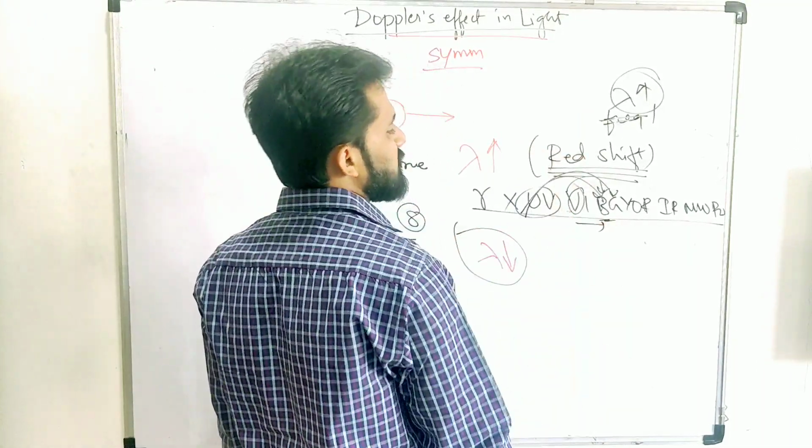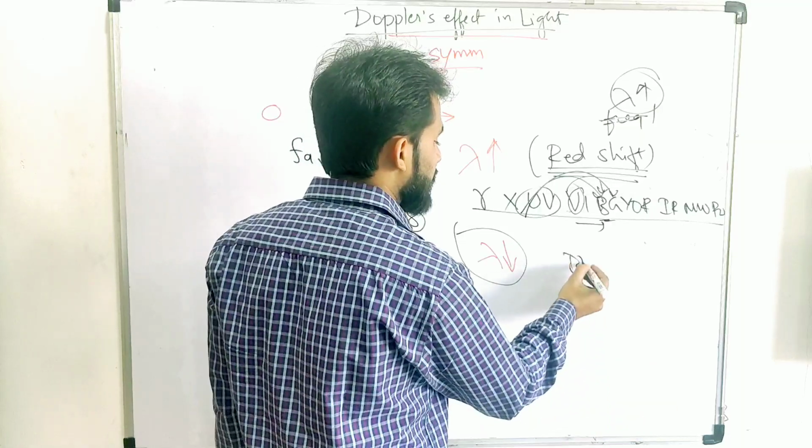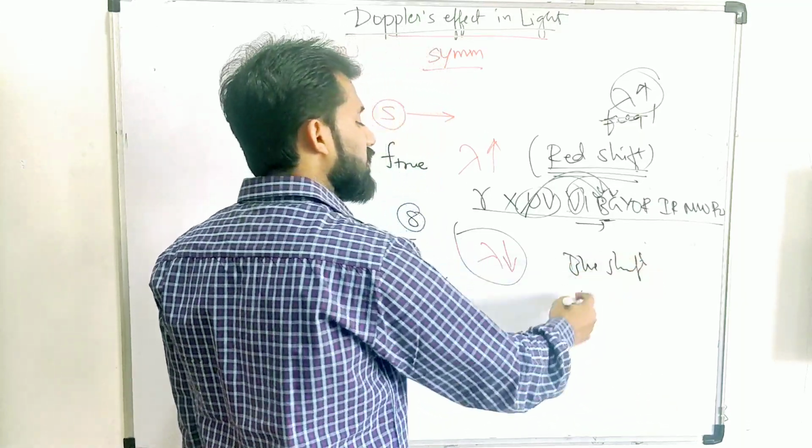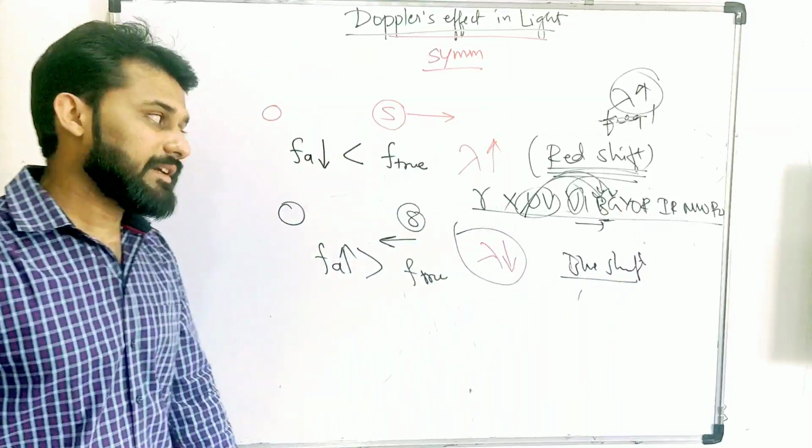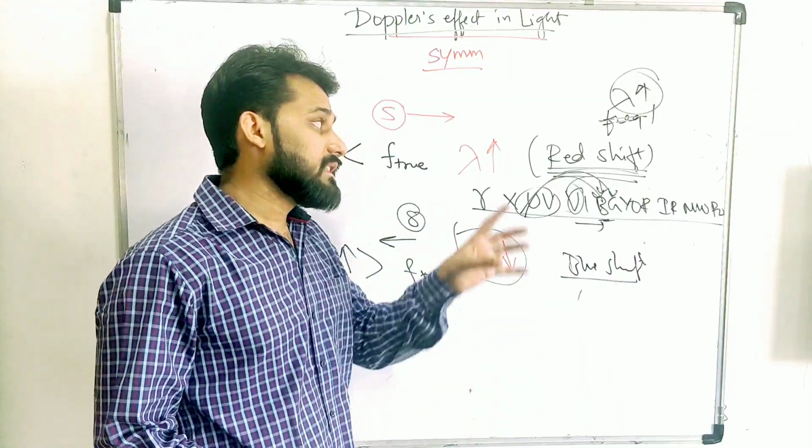Wavelength decrease means it is blue shifted. Okay, the word blue shift and red shift should not be taken literally. Remember, red shift means increasing wavelength.